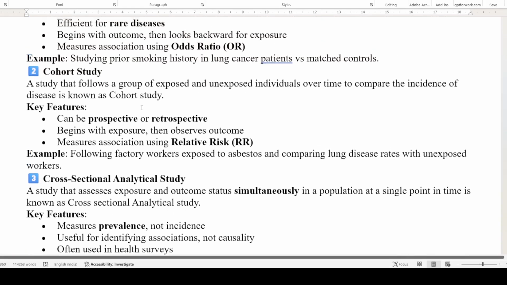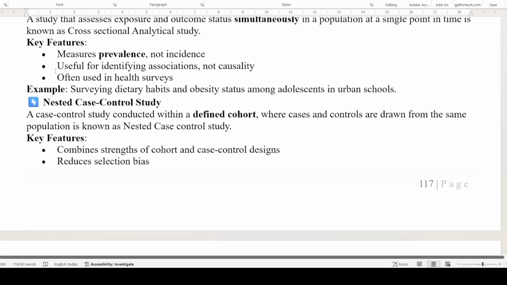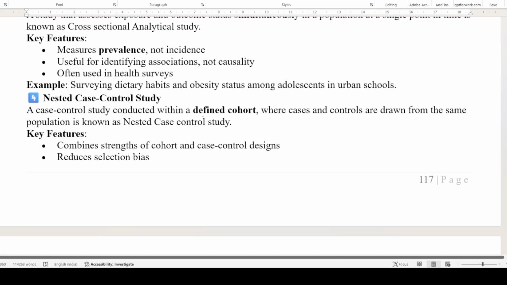Then we come to nested case control. In the case control study we saw here, we are comparing the cases with the control group, right? If we are talking of a nested one, we are comparing the cases with the control, but we have a defined cohort of people whom we are studying, right? We have a set of people where we have classified them as cases and then controls. So it is a nested case control study.